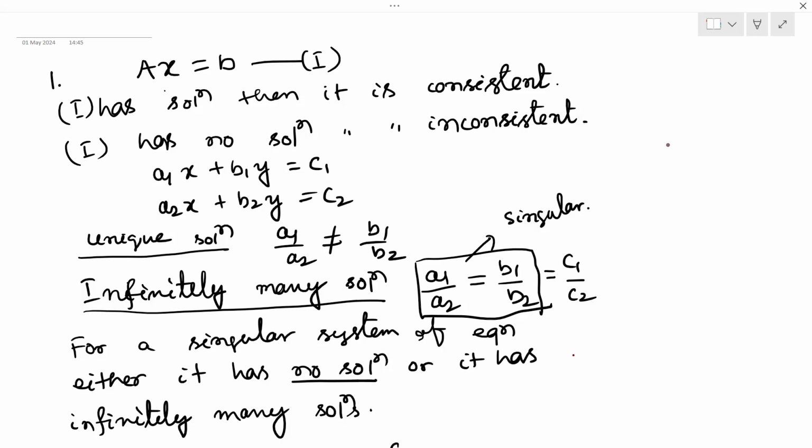If a1/a2 is not equal to b1/b2, then the system of equations is non-singular, and for a non-singular system of equations, the solution is unique. Always it will have a unique solution. And if a1/a2 is equal to b1/b2, then the system is singular, and it has two options: either it has no solution or infinitely many solutions.